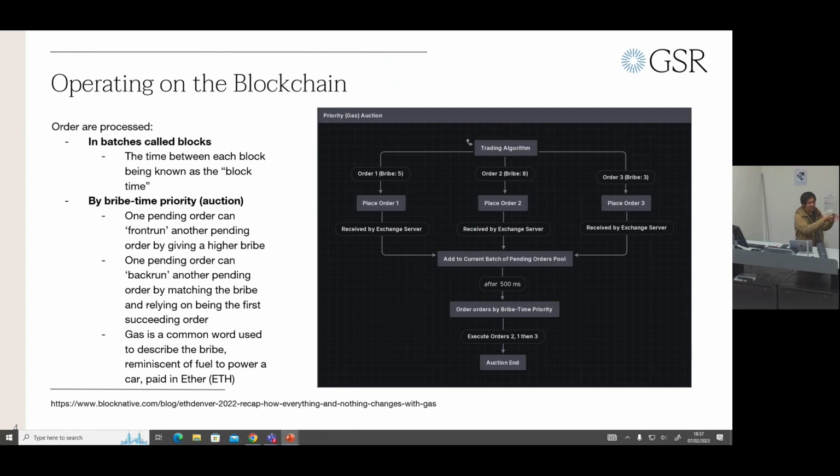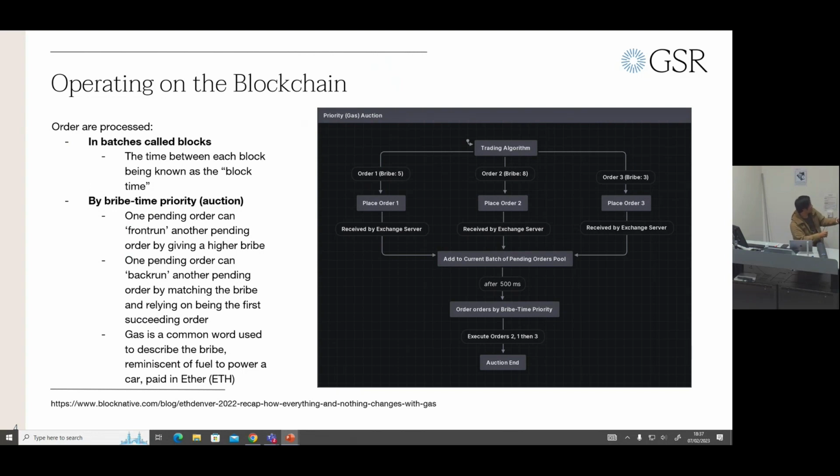Now, where all these different orders and transactions land inside of the block is determined not exactly by sequential order execution like with traditional exchanges, but more so by a different mechanism that we like to call the priority gas auction.